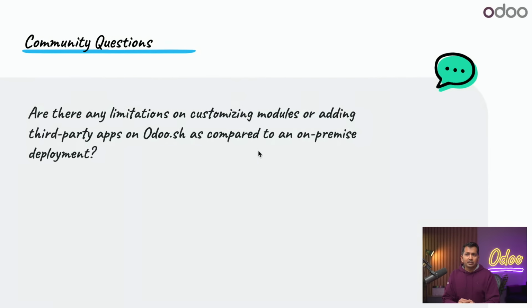Next question: are there any limitations customizing modules versus adding third-party apps on Odoo.sh compared to an on-premise deployment? No, it's pretty much the same. Adding a module is exactly what you are going to do on premise. There's nothing different. There's a difference between using Studio and a module. When you are working with Odoo.sh, we strongly advise not to use Studio, but rather to use a module. So using a module is the same on Odoo.sh or self-hosted. It's one and the same thing. Those are not two different things, just so that you know. But Studio and development are two separate things.